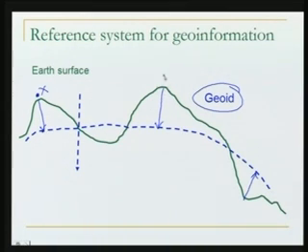Another point y is projected on the geoid, here its position. Another point z is projected on the geoid. So these points are above the geoid and this point is below the geoid. Okay. Now, what is the meaning of this projection?